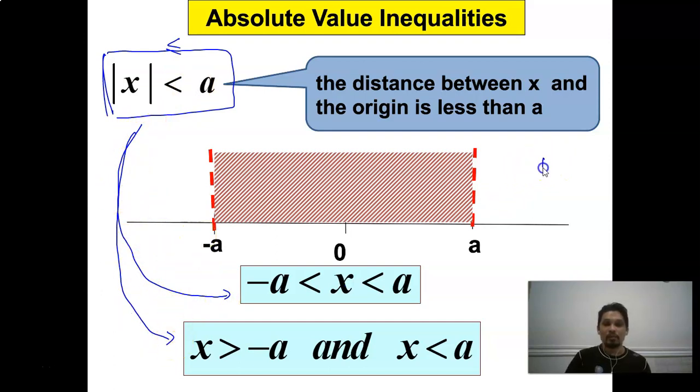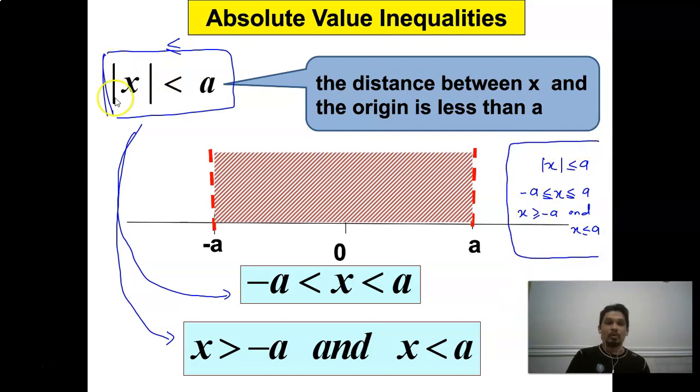So if I have modulus of x less than or equal to a, then I can define it as x greater than and less than negative a and a, or in this form, x greater than or equal to negative a and x less than or equal to a. Okay. So for modulus of x less than a, please remember we can define it in this form or this form.